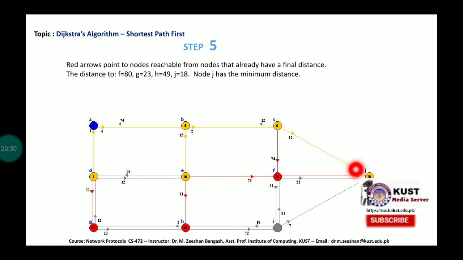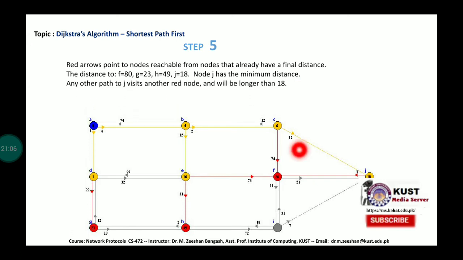That distance comprises the distance from node C to J, which is 12, added with the distance from node B to C, which is 2, and then added with the distance from node A to B, which is 4. So here, the minimal value of the different distances to other nodes is J, equal to 18. So J has the minimal distance in this case.